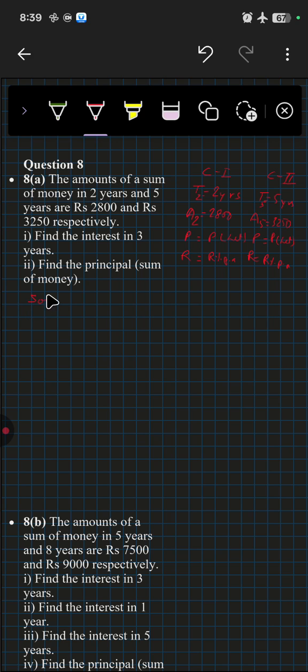That is the given I have written in the question. Now the solution is this. We know both the principals are the same. First, for case 1, I'll take out the principal. Principal is equal to amount into 100 by 100 plus TR. And similarly for the second case also I'll find the principal, which will be the same, no change in the principal: amount into 100 by 100 plus TR.